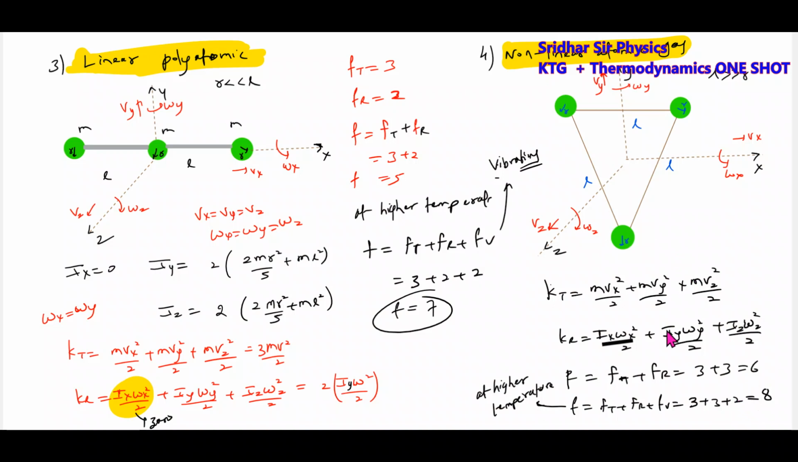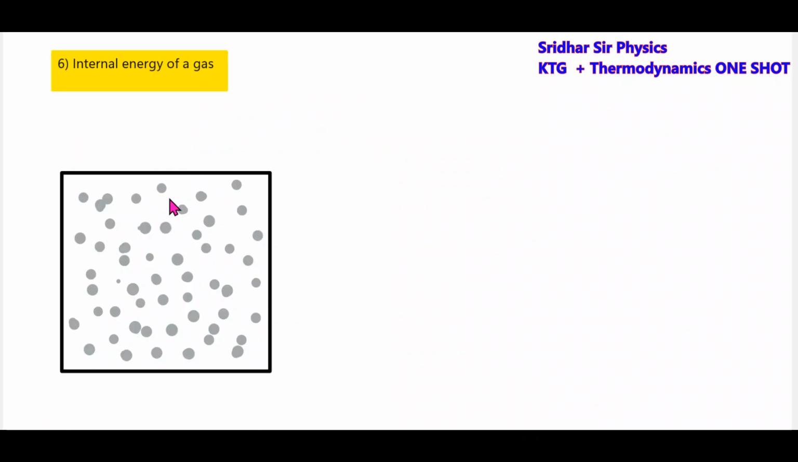Will be 8. There's a condition which you have to remember. There's a vessel. There are n moles in there, having a temperature T. Then the total energy of the gas, internal energy, the symbol we'll be using is U. The total energy of the gas is nothing but the sum of kinetic energy of all molecules.